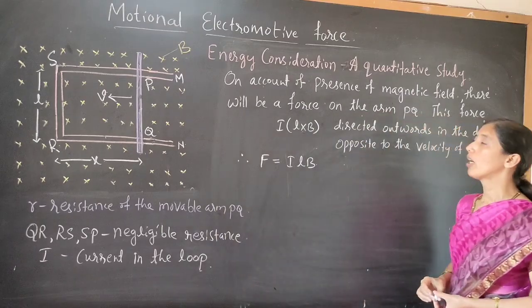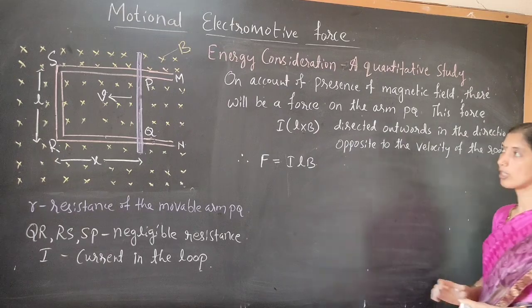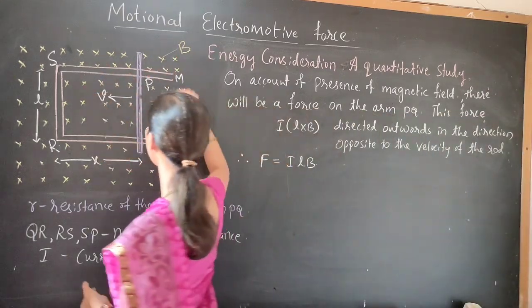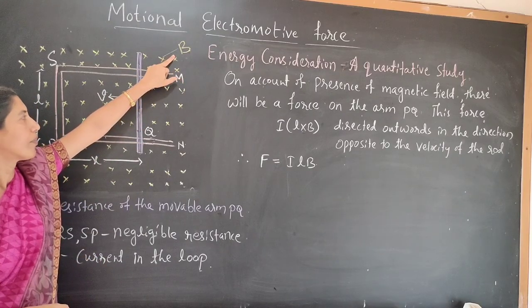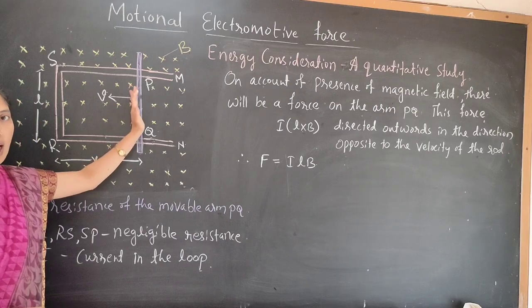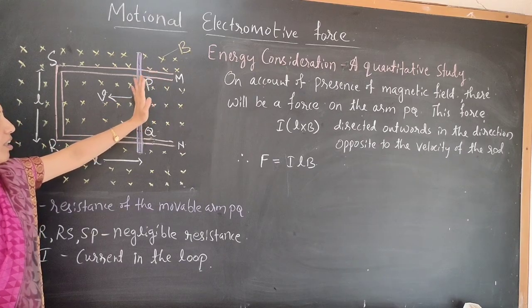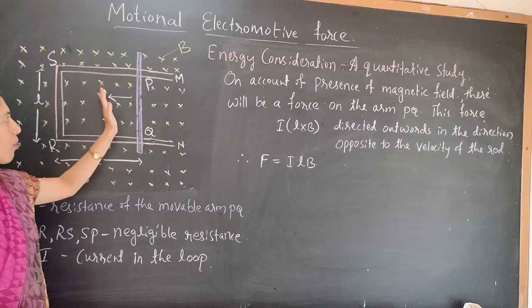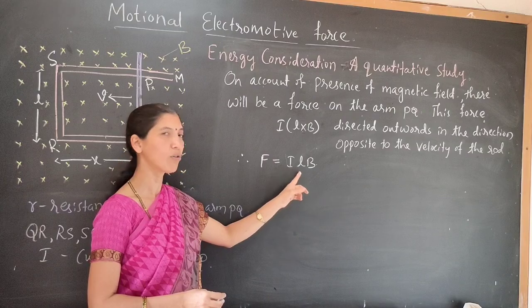Now, on account of the presence of the magnetic field, there will be a force on the arm PQ, and this force is directed outward, in the direction opposite to the velocity of the rod. That means PQ is placed in a uniform magnetic field B. Therefore, that force F is equal to I into L into B.